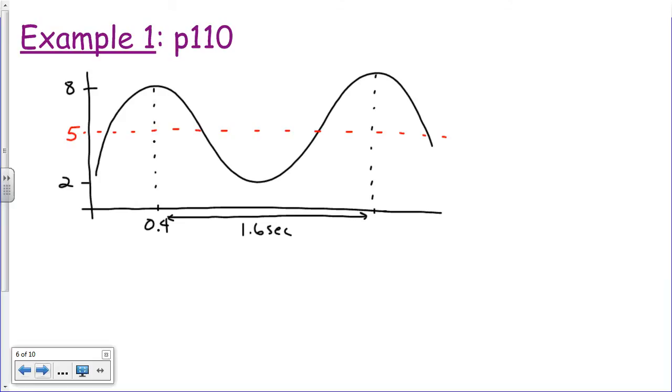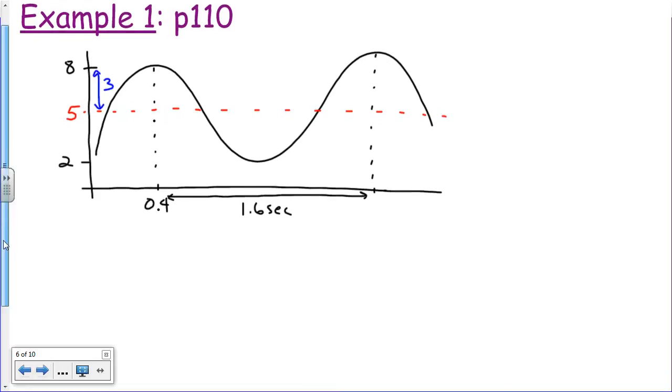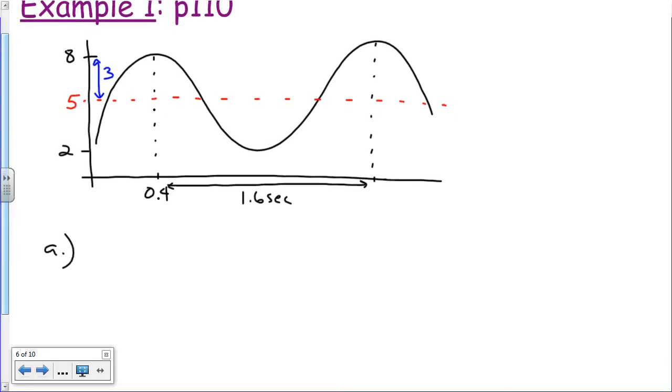Not only that, but I'm going to need to know my amplitude. Remember, the amplitude is the distance from the sinusoidal axis to your upper bound or lower bound, whichever one you want to look at. So from 5 to 8, that's 3 units. That's my amplitude for this function. The phase displacement I've already got marked. That's the 0.4. And the period I have is 1.6. I can use that to come up with my value for b.